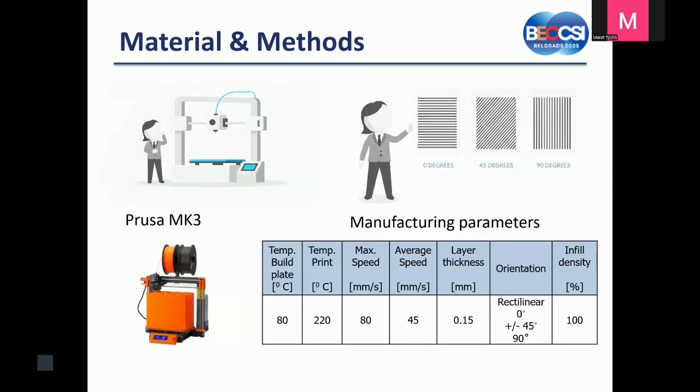The manufacturing parameters were 80 degrees, the temperature of the bed, 220 degrees, the temperature of the nozzle, an average speed of 45 millimeters per second, and a layer thickness of 0.15 millimeters. We consider 3 raster orientations, which are 0, 45, and 90 degrees. And we use 100% infill density. We had some previous tests on PLA, and we got the maximum properties for 100% infill.